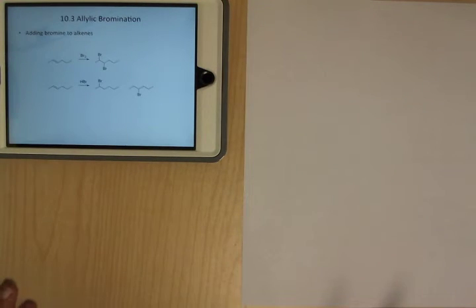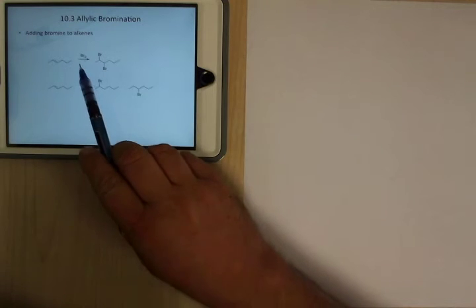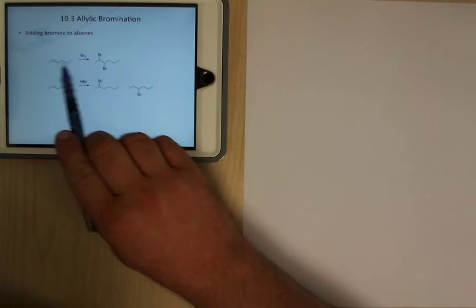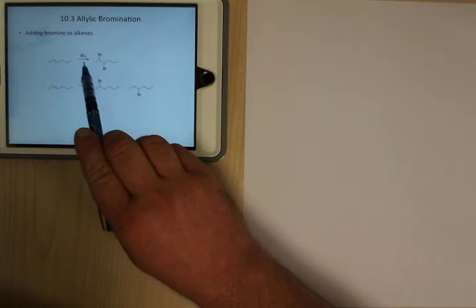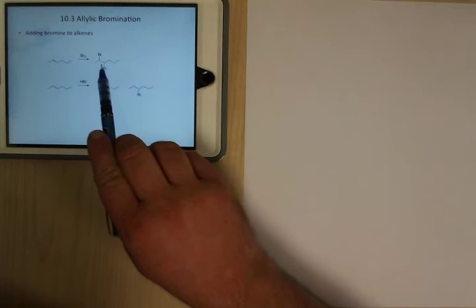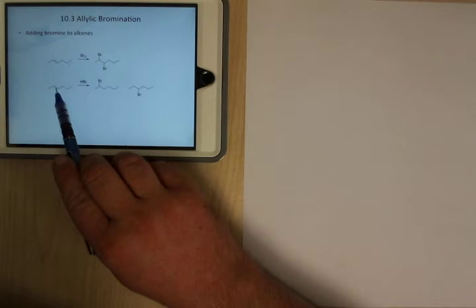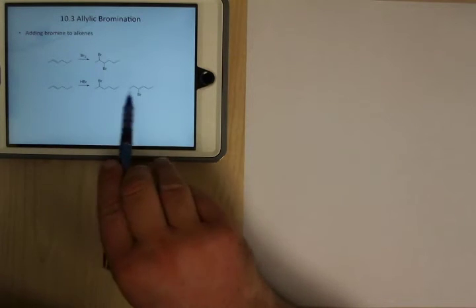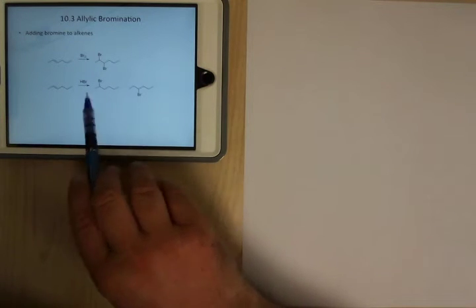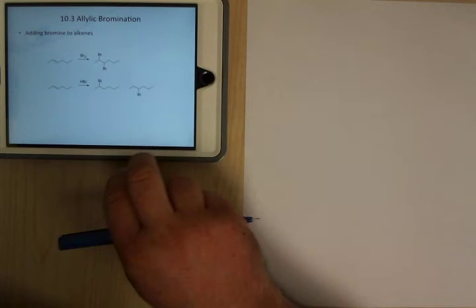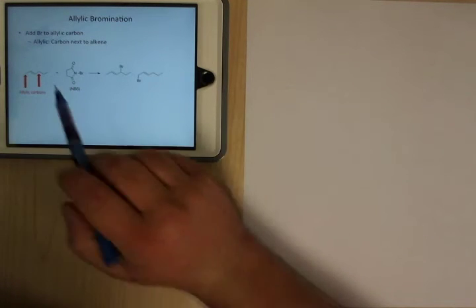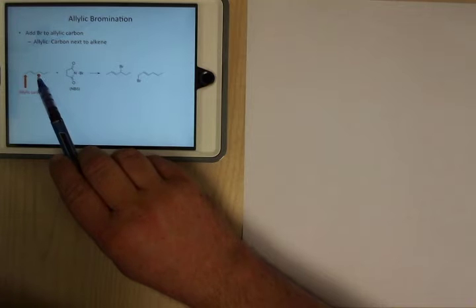Now, we've talked about adding bromines on there. If you have a double bond here and you had just Br2, you're going to add directly across there. If you have HBr, you're going to add, and in this case you're going to get a mixture because they're both secondary. But there's another way you can put a bromine on there, and that's by adding to what's called the allylic carbon. All allylic means is it's one carbon away from a double bond.